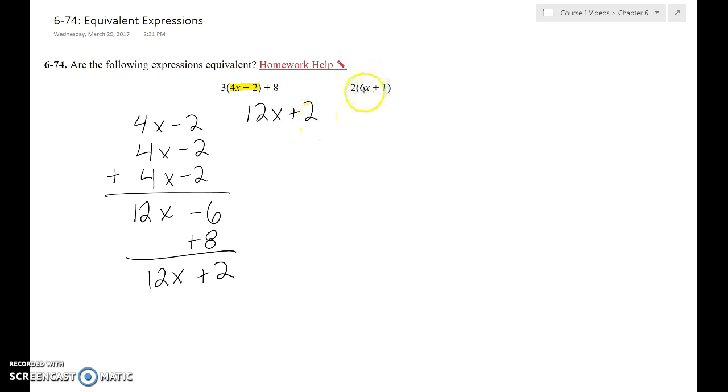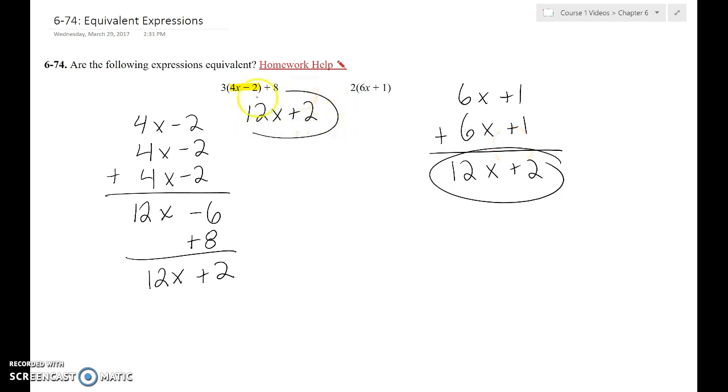What is this other expression? Well, I just have 2 6x plus 1s. I've got a 6x plus 1, and I've got another 6x plus 1. And if I add those together, I get 12x plus 2 as well. Shouldn't be a surprise. We're just confirming what we knew before, that these expressions are equivalent.